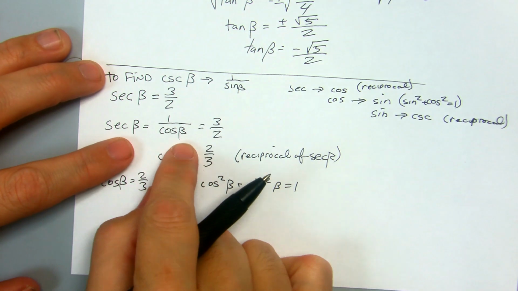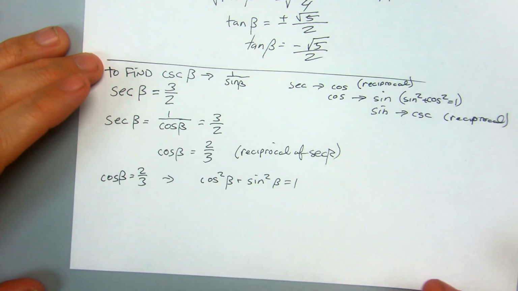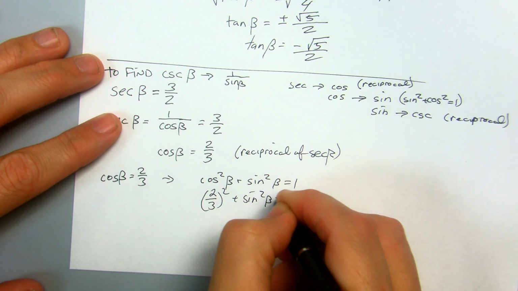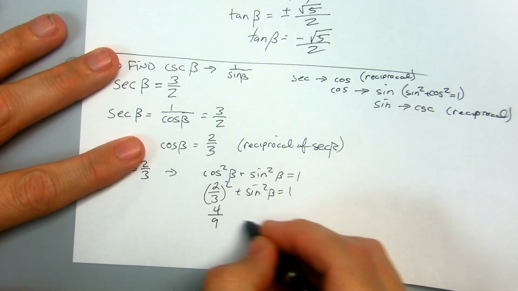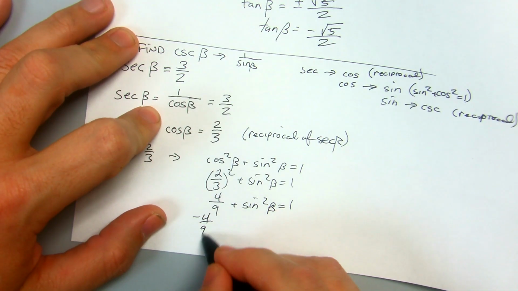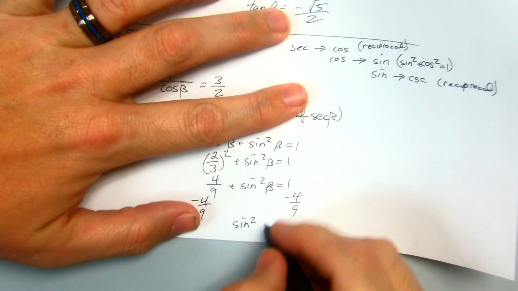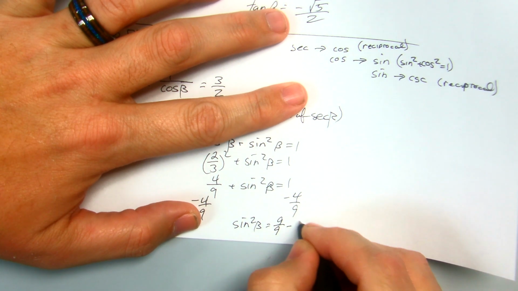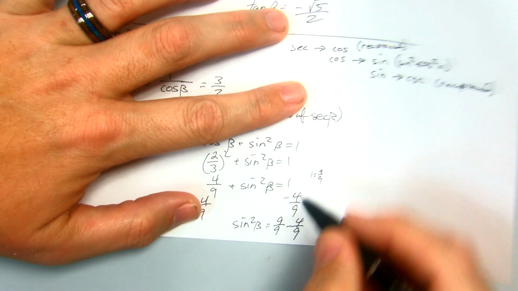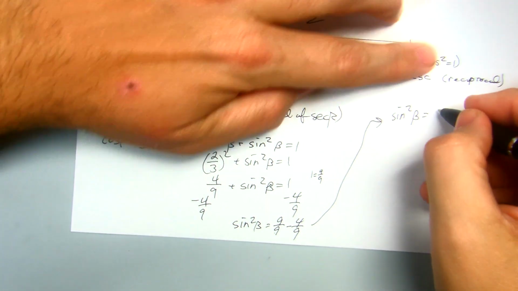So, I did the reciprocal to get the cosine. Now I'm going to use the Pythagorean identity, cosine squared plus sine squared equals 1. So I get 2/3 squared plus sine squared beta is equal to 1. That's going to be 4 over 9 plus the sine squared of beta is equal to 1. Subtract 4/9 from both sides. So I know sine squared of beta is equal to 9 over 9 minus 4 over 9, because 1 is equal to 9 over 9. So sine squared beta is equal to 5/9.